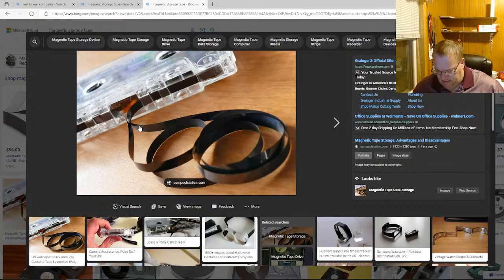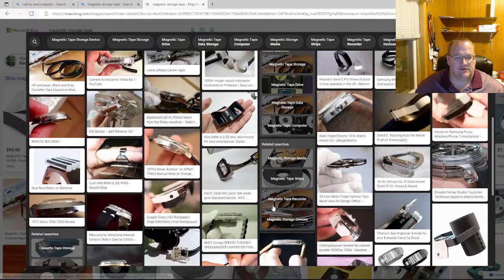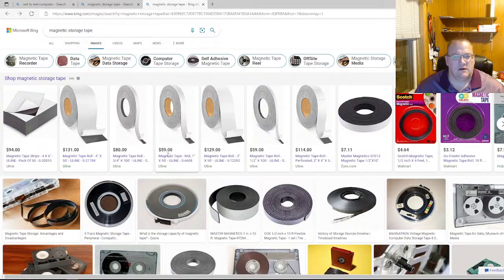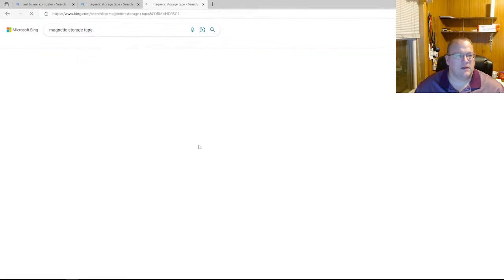So one of the things that... What was I looking for? Oh, I was going to look to see if I could find specs on these. Go here.